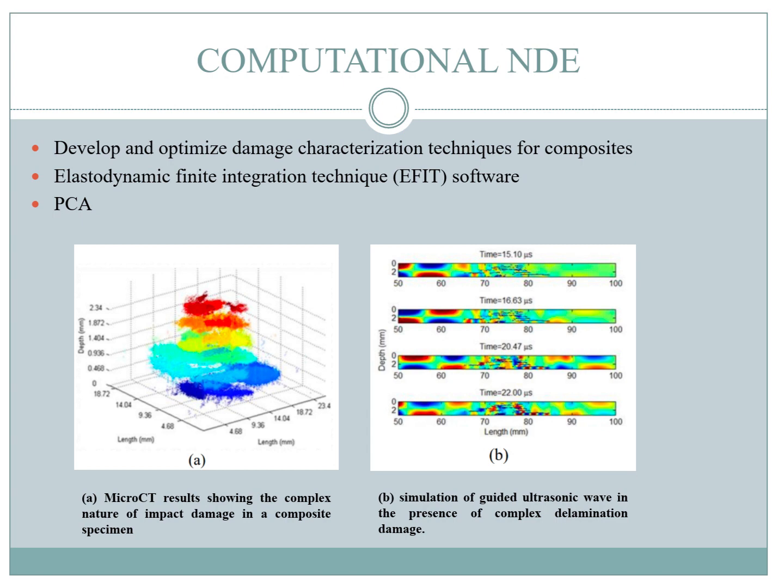An alternative method of PCA is being pursued where a fixed set of eigenvectors is generated from the analytical model of the thermal response of the material under examination. This method can increase the processing speed and eliminate issues arising from the presence of large defects. The first figure is the micro-CT result showing the complex nature of the impact damage in a composite specimen, and figure B is the simulation of guided ultrasonic wave in the presence of complex delamination damage.